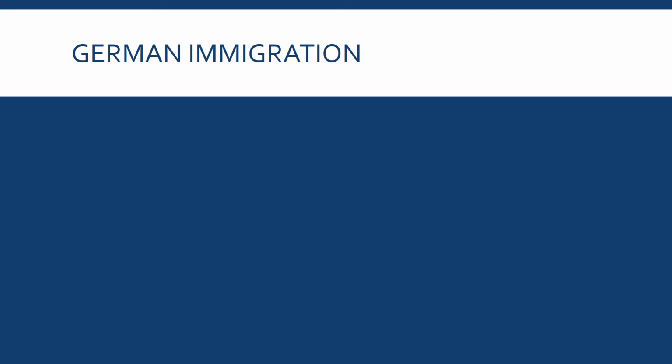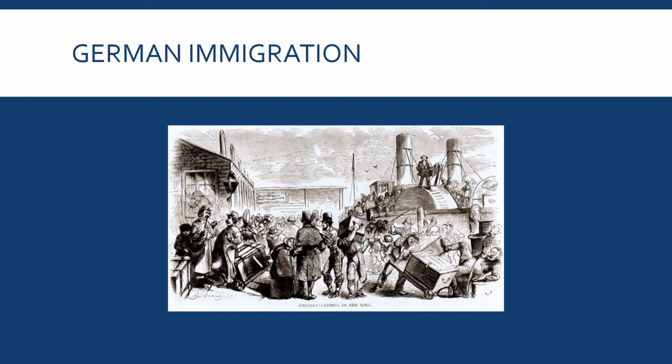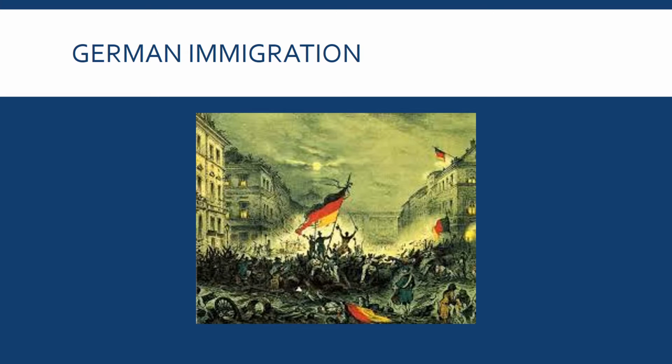Let's look at the Germans. There were two main reasons German immigrants came between 1830 and 1860. Number one, most immigrants were farmers displaced by crop failures. However, a small group were political refugees trying to flee the autocratic rule from Germany. Germany had a failed revolution in 1848.